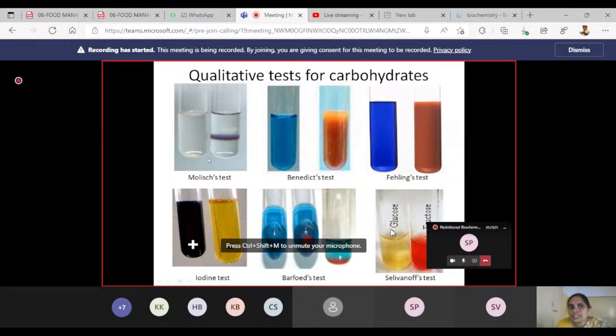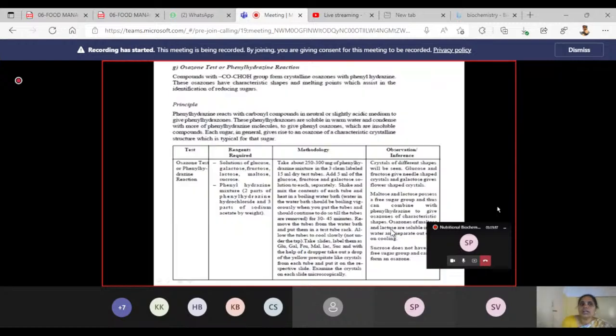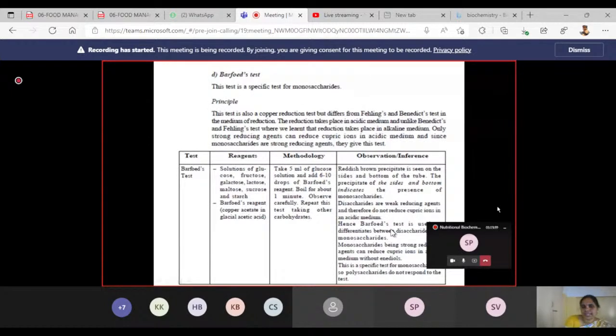Okay, so we have discussed Molisch test. Why is Molisch test done? To check for the presence of carbohydrates. Benedict's and Fehling's to check whether reducing sugars are present or not. Iodine test to check if polysaccharides are present. Okay, next we'll go on to the Barfoed's test.